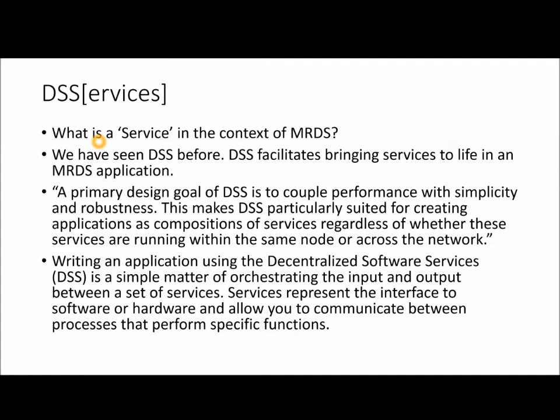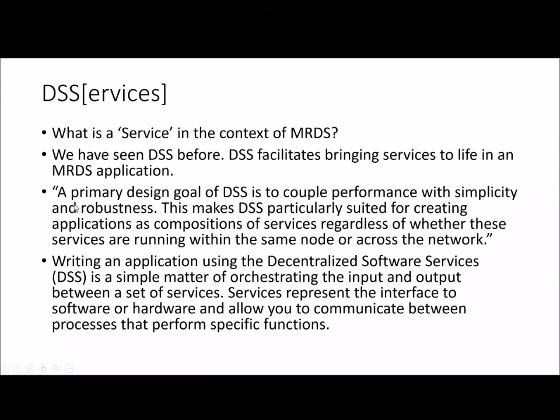So there will be a range measurement service running on the robotic hardware, and then your service, which you'll be developing, will receive notifications from the range measurement service. Like this, these services communicate and share functionalities between themselves in an MRDS application that we develop for the robotic hardware. We have seen DSS before. DSS facilitates bringing services to life in an MRDS application.